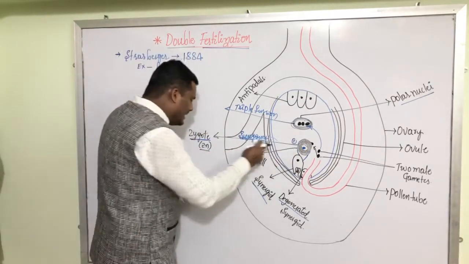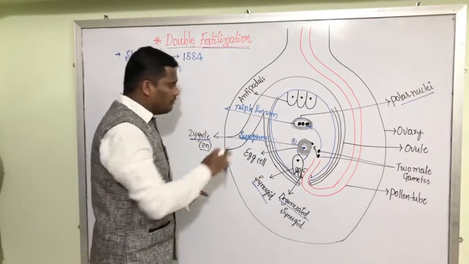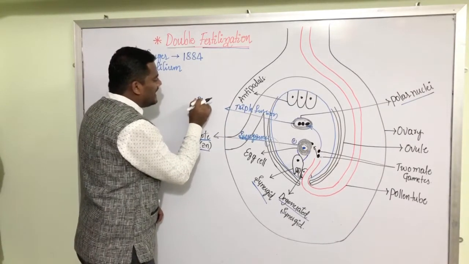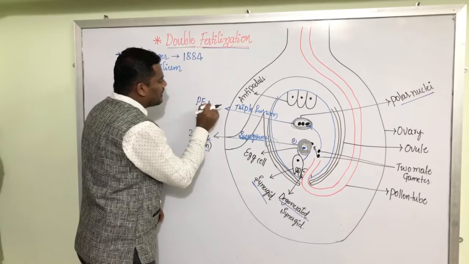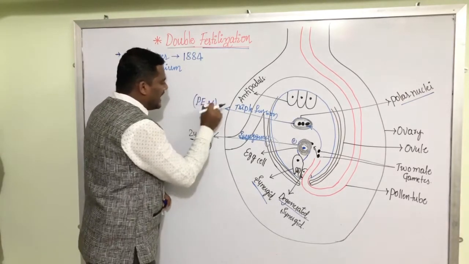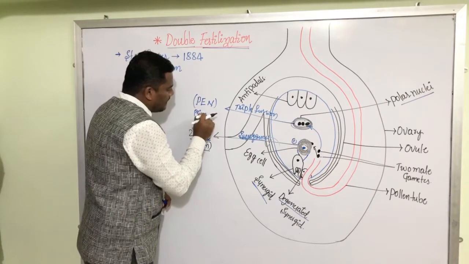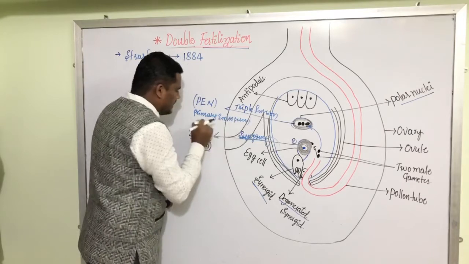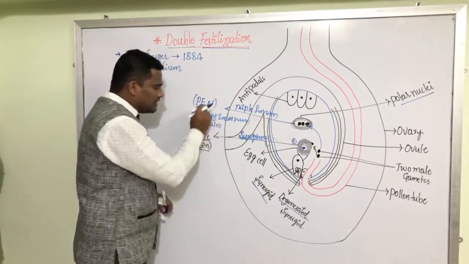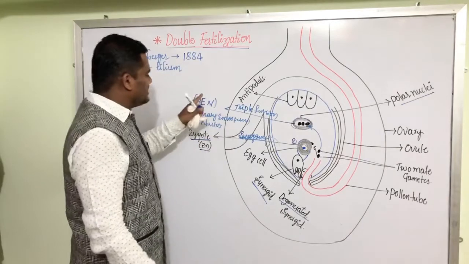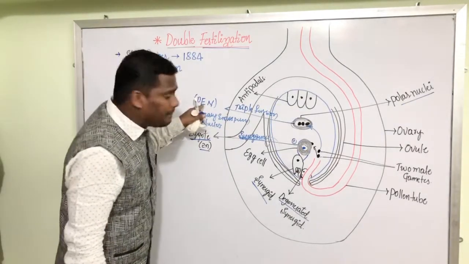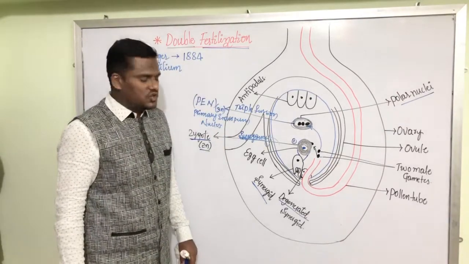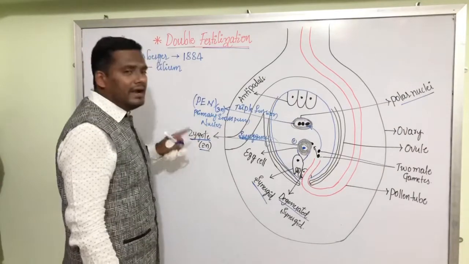Syngamy results in the formation of the zygote, whereas triple fusion results in the formation of the primary endosperm nucleus. Is this primary endosperm nucleus haploid, diploid or triploid? Yes, my dear friends, it is triploid in nature, whereas the zygote is diploid in nature.